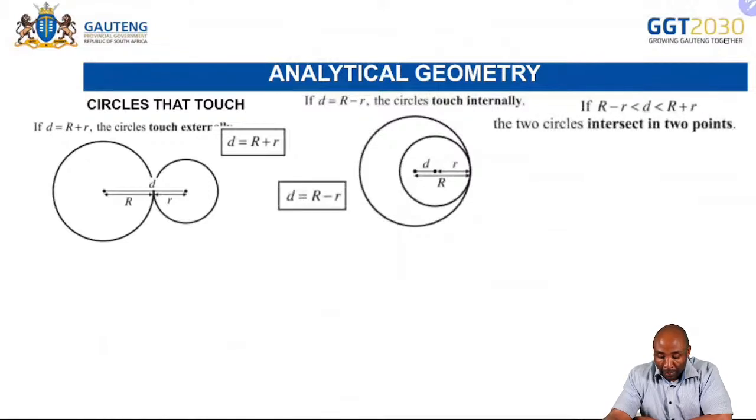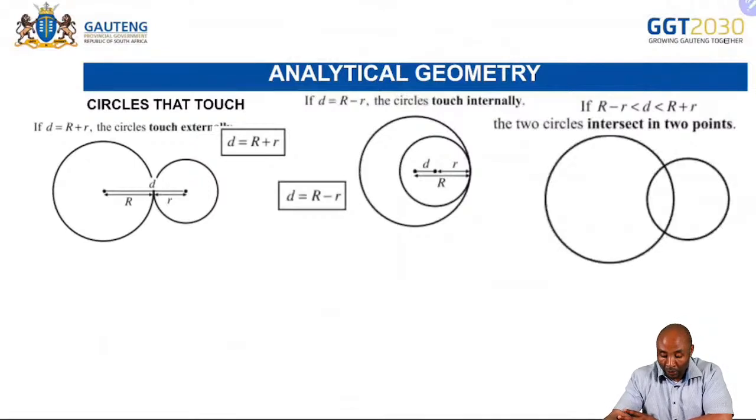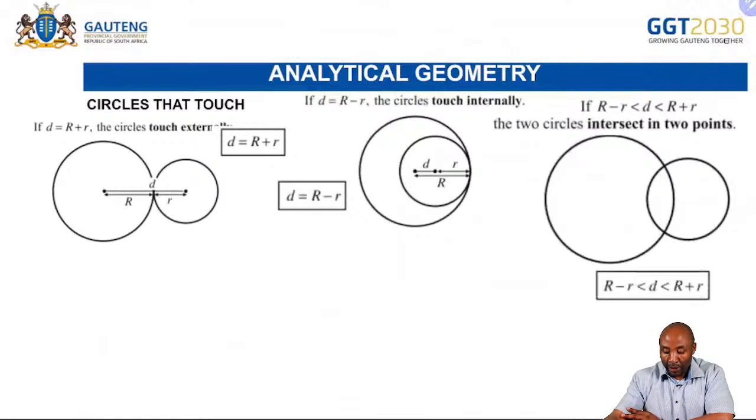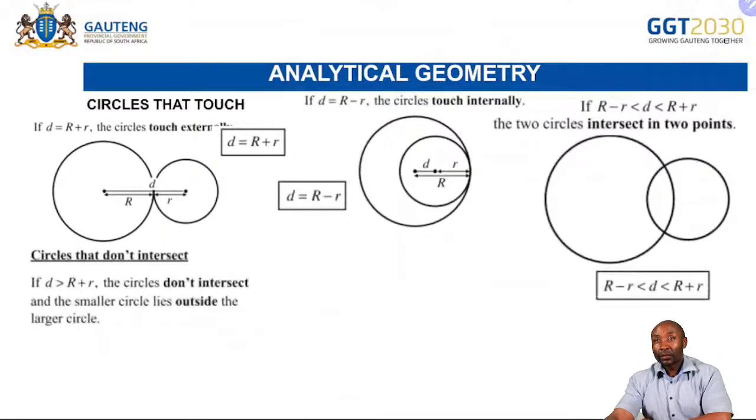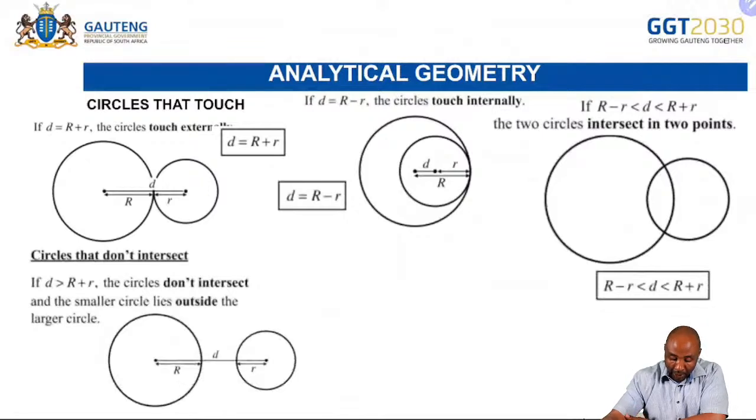Then this was the part that was examined in our prelim question paper, where we had circles intersecting at two different points, and we were supposed to find the values of P that were accepting that. And most of us struggled to get the values of P there. And then if the two circles do not intersect, it means the distance between the two centers is more than the sum of the two given radii. And you will have a diagram like that.